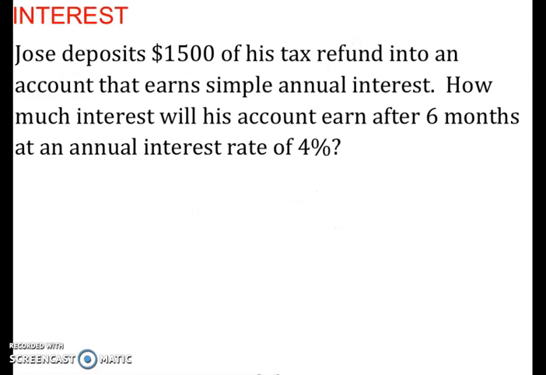I'm going to show you an example how this applies with a word problem. Jose deposits $1,500 of his tax refund into an account that earns simple annual interest. How much interest will his account earn after 6 months at an annual interest rate of 4%? So we are still going to use our simple interest formula, I equals PRT. We need to figure out how much interest he is earning.